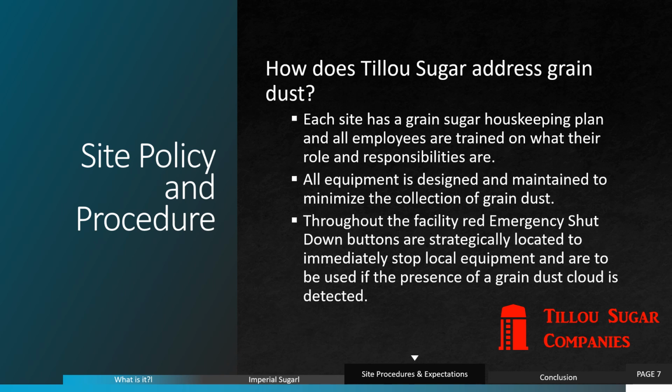Each site has a grain sugar housekeeping plan, and all employees are trained on what their role and responsibilities are. All equipment is designed and maintained to minimize the collection of grain dust. Throughout the facility, red emergency shutdown buttons are strategically located to immediately stop local equipment and are to be used if the presence of a grain dust cloud is detected.